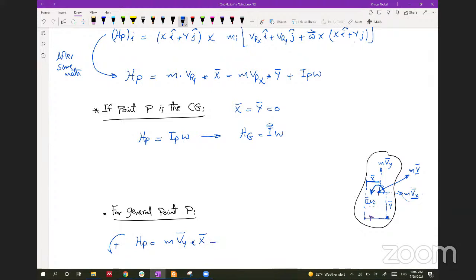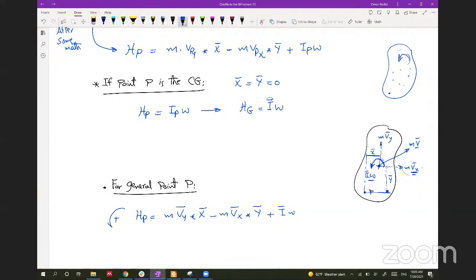So this will be equal to m v bar y multiplied by x bar, minus m v bar x multiplied by y bar, plus the I bar omega, because the moment is just a moment. If you have a body and you have a moment here, taking the moment of this moment about this point will give the same value as about any point on this body. So this is how the equation looks.